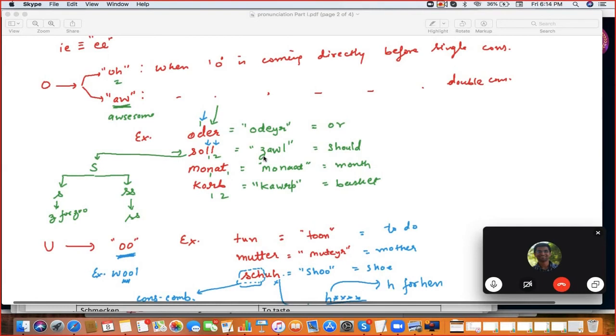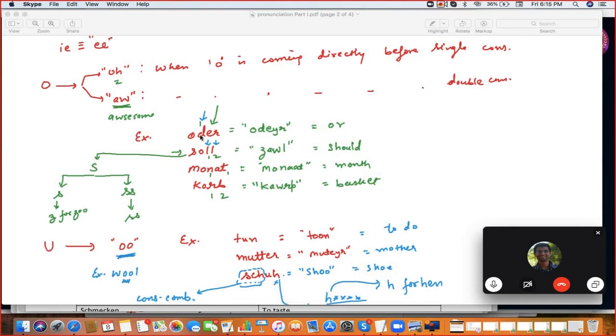Now next is O. All this document, this PDF, I will share with you right away after the class, so no need to worry. You can just understand the thing. O is having two sounds, O for Korea and O for awesome. The same story. After O, if it is one consonant, then that will have the O for Korea sound. And after O, if it is more than one consonant, then that will have the O for awesome sound.